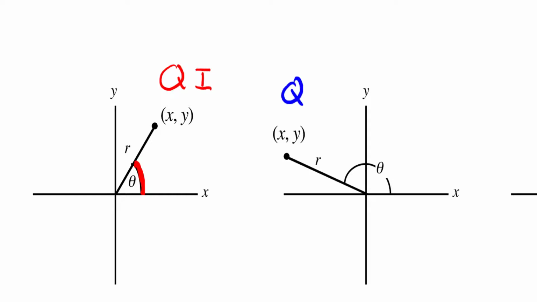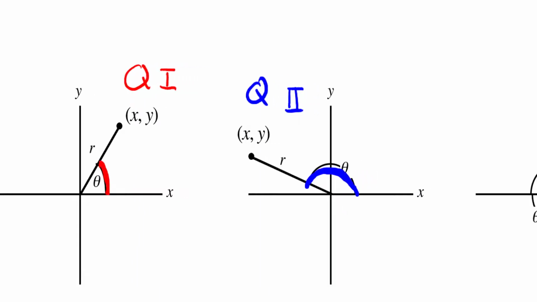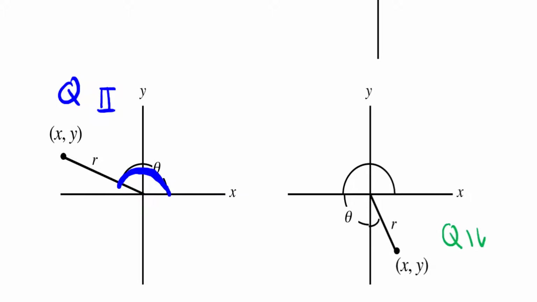That's kind of standard. However, in quadrant 2, we have the x, y and it's still got a radius. But notice that theta extends all the way from the positive x-axis. And that's true even in quadrant 4. The angle theta extends all the way from the positive x-axis. That's a reflex angle. So we saw acute, obtuse, and now reflex.